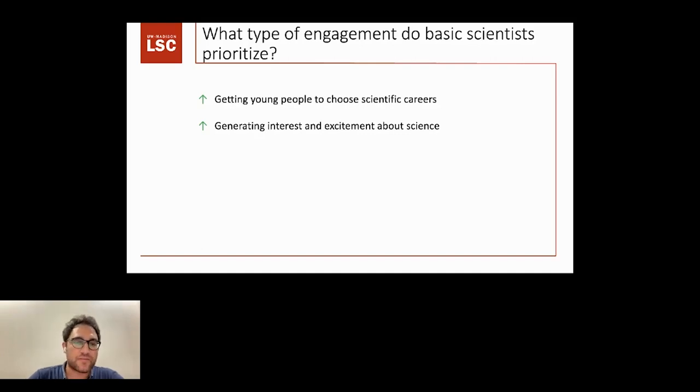So this follows a lot of what Chris presented earlier in terms of the process minded, right? Getting people to choose scientific careers, the joy and excitement of science, generating interest and excitement about science.